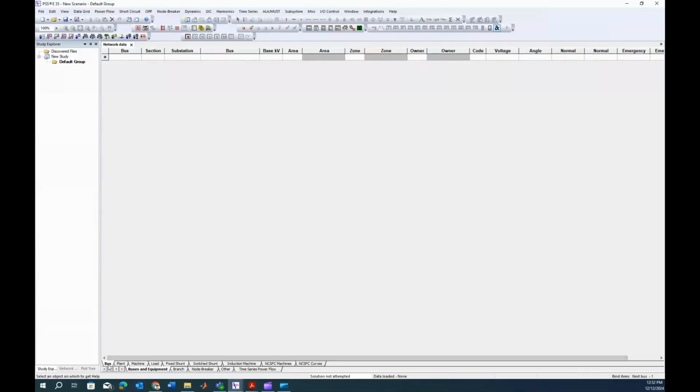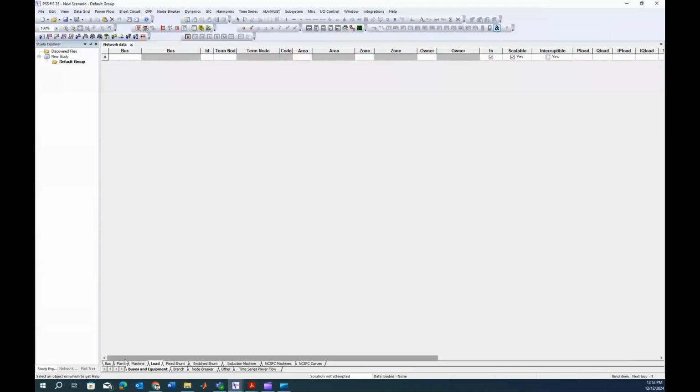At the bottom, you can see that there are different tabs for bus, plant, machine, and load. Bus is where you give information about the number of buses you have in your system. Plant and machine are about generating plants, and load is about the loads that you have in the system. So all these are related to bus and equipment data.